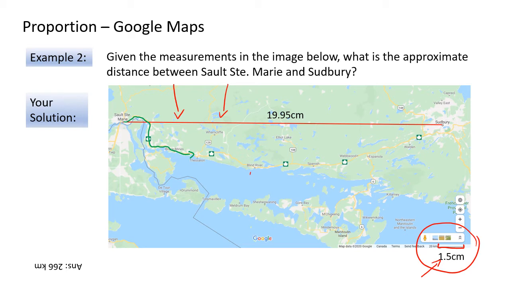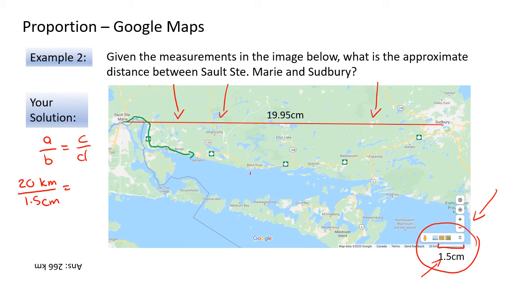So you start with the same ratio: A divided by B has to equal C divided by D. One ratio will be the actual scale on the drawings. The other ratio will include the distance you'd actually have to travel and the measurement on the map from Sault Ste. Marie to Sudbury. So your first ratio, to go 20 kilometers, it is 1.5 centimeters on the map. So that is your first ratio.